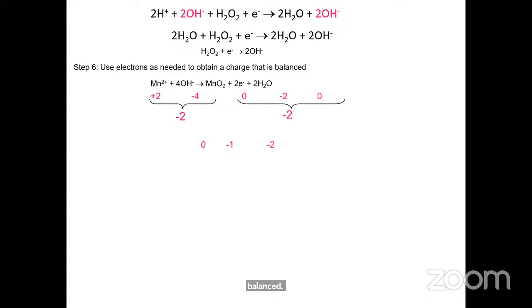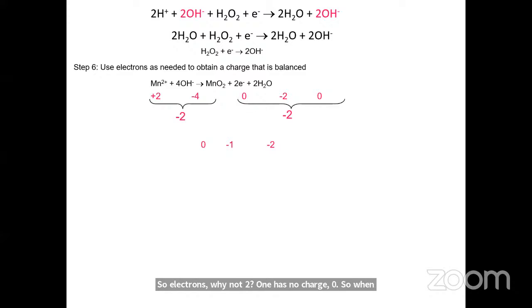If we look at the Mn2+ plus 4OH- to give MnO2 plus 2 electrons plus 2 water, the charge on Mn is +2. The charge on hydroxide ion is -1 times 4, -4, plus 2 minus 4, that will give us a total of -2 on the left hand side. And then on the right hand side, MnO2 has no charge, 0. 2 electrons, -2. Water has no charge, 0. So when we add up this, we get -2.